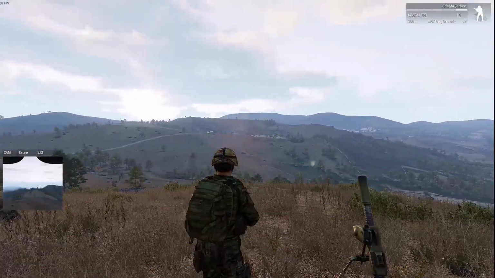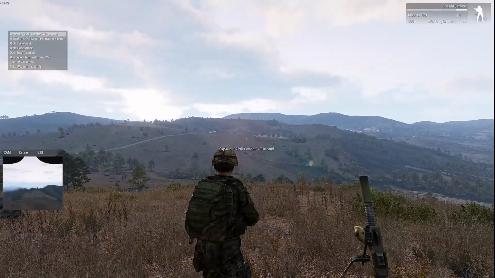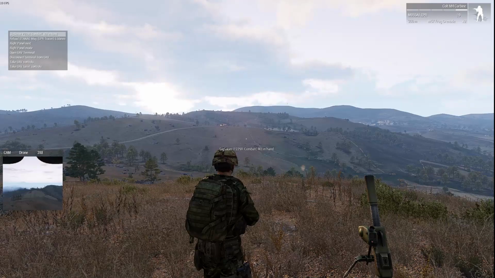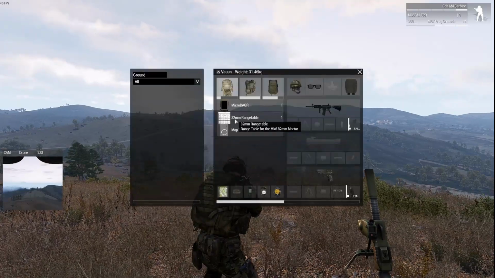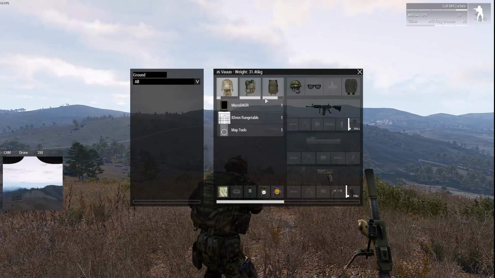Hi, my name is Vaughn, and I'm going to show you how to use the Mk6 mortar in ACE3 without the artillery computer. The tools that we'll be using for this are the 82mm range table, a micro dagger, and we'll be using 82mm HE rounds.